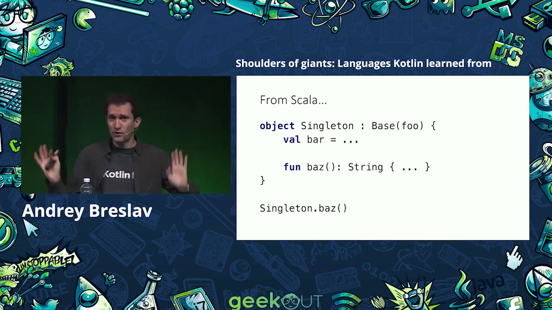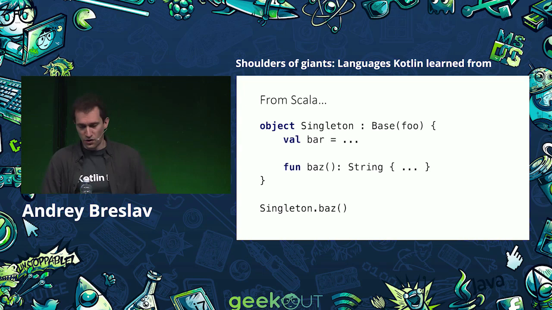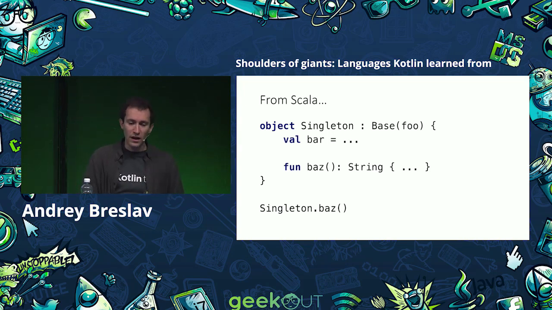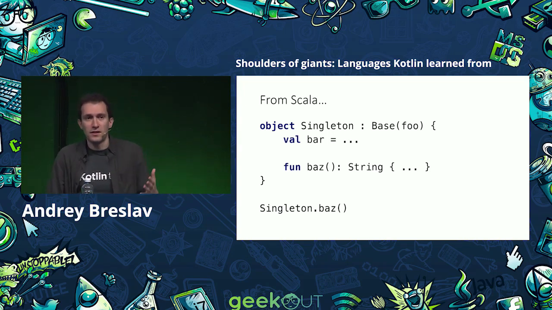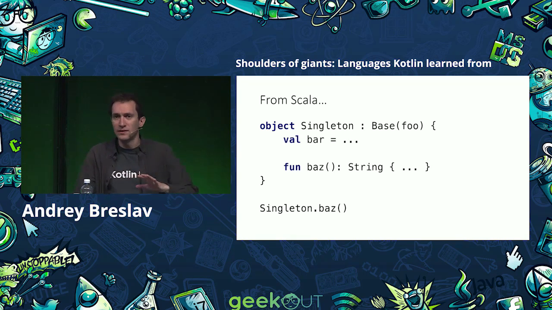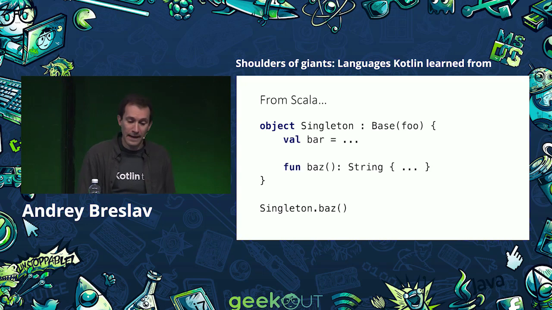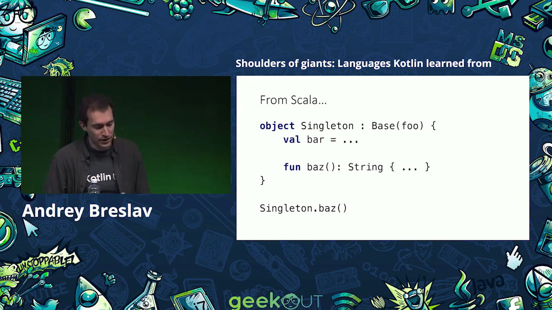And this is borrowed directly from Scala. It's all the same concept. So singleton is both a class and an object. You can use it as either. You cannot create new instances of it. And that's about it. So thanks, Martin, for this idea.